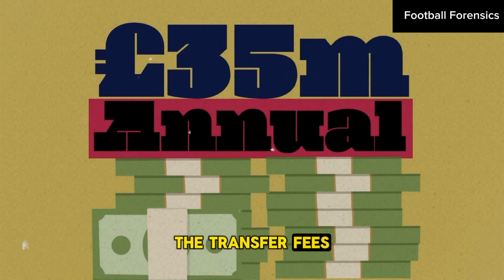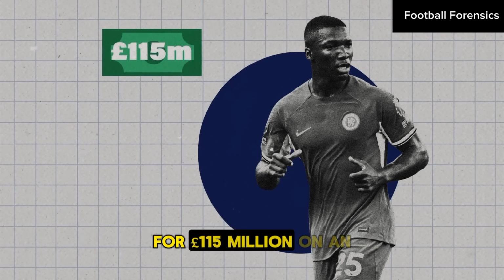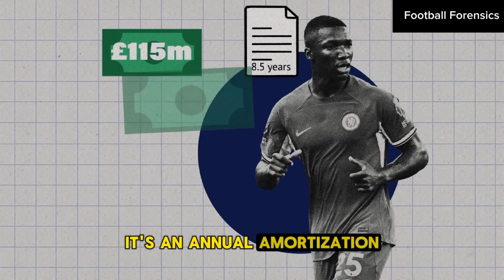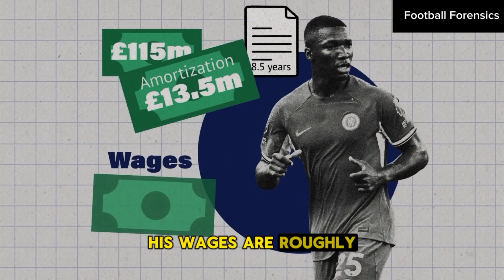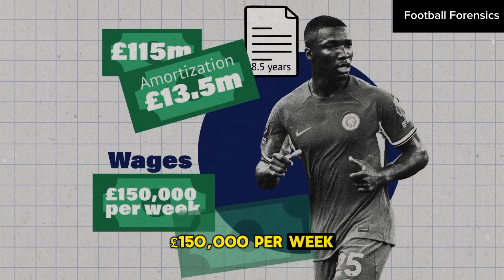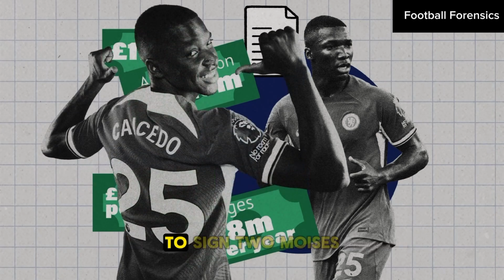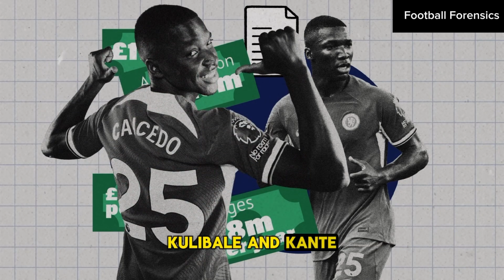If we now consider Chelsea's transfer of Moises Caicedo for £115 million on an 8.5-year contract, it's an annual amortization of about £13.5 million. His wages are roughly £150,000 per week, or around £8 million per year. Chelsea could technically afford to sign 2 Moises Caicedos by offloading Mendy, Koulibaly and Kante.